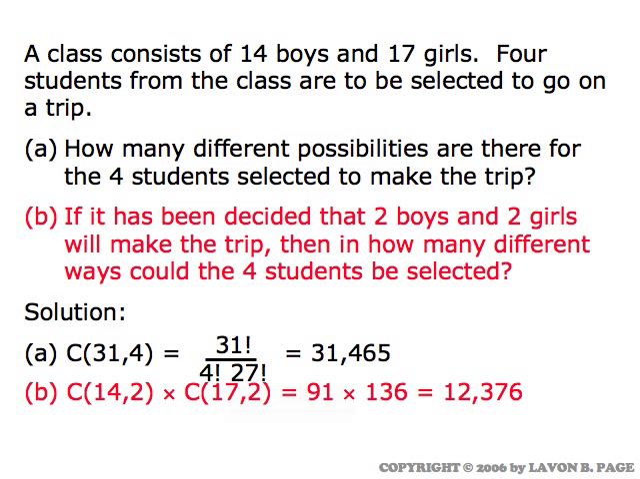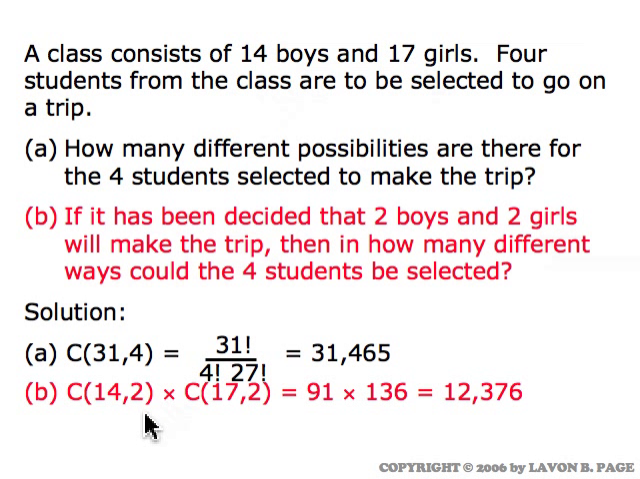Now, in the second version of the question, where we want to choose 2 boys and 2 girls, we have to count a bit differently. The easiest way to think about this is to simply split it up into 2 different problems. One of the things we have to do is to pick which 2 boys are selected to go on the trip from among the 14 boys, and then we have to pick the 2 girls from the 17 available girls. So think of the whole process as a matter of doing each of those 2 things.